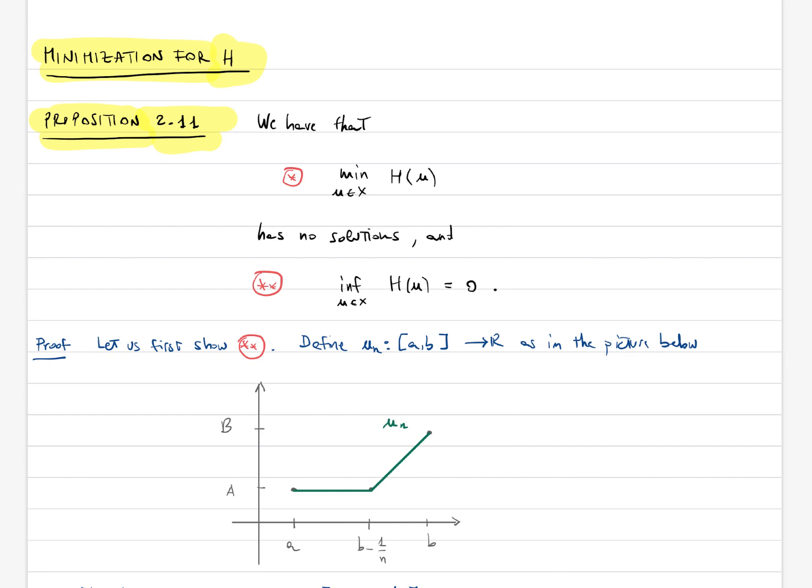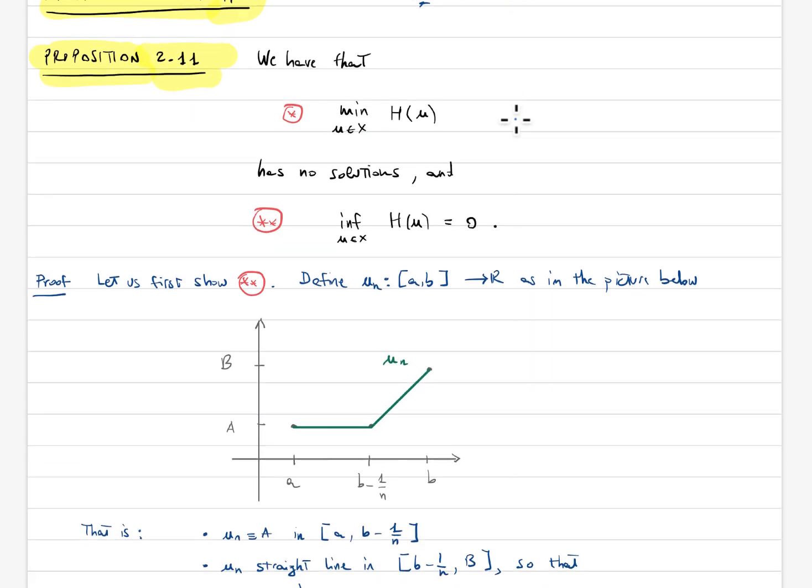Again, here H of U is the integral between A and B of the square root of U dot in the X. Okay, in this case we can actually prove that the minimum problem has no solutions, and that the infimum is 0. Okay, so in this case we have no solutions for the minimization problem. Let's see how to prove this fact.